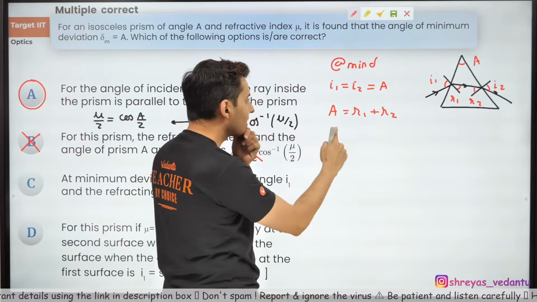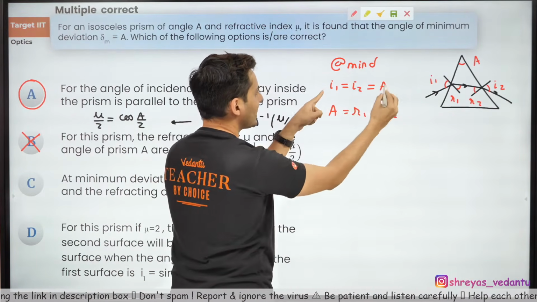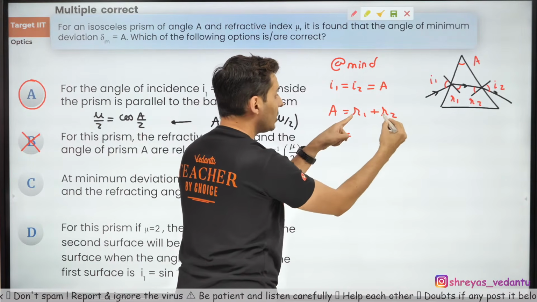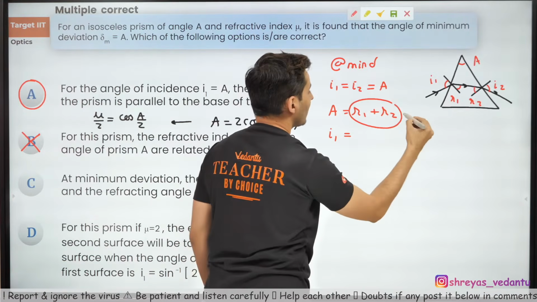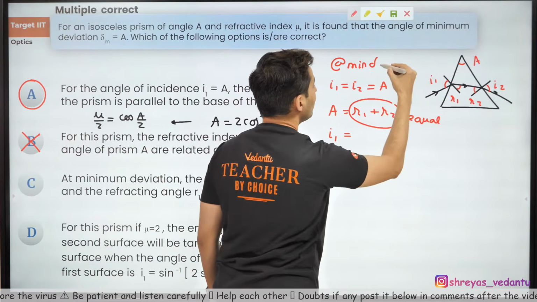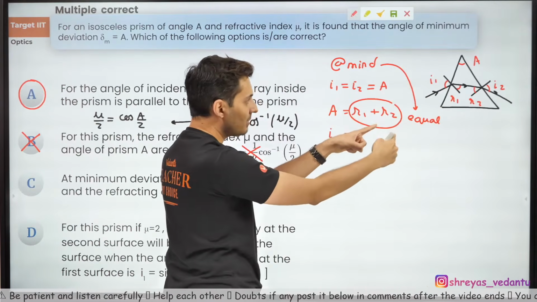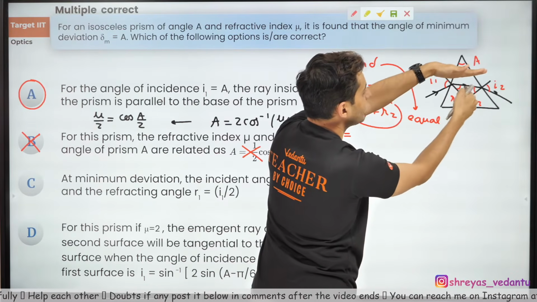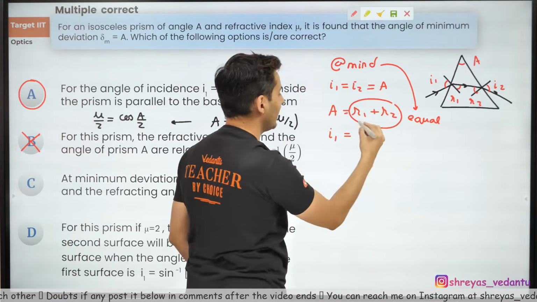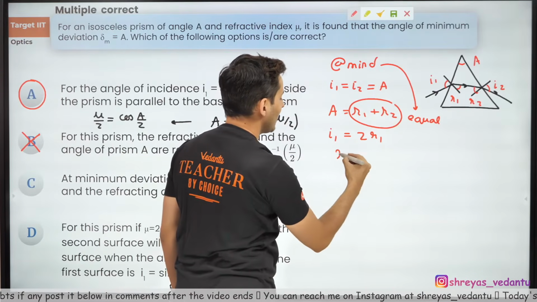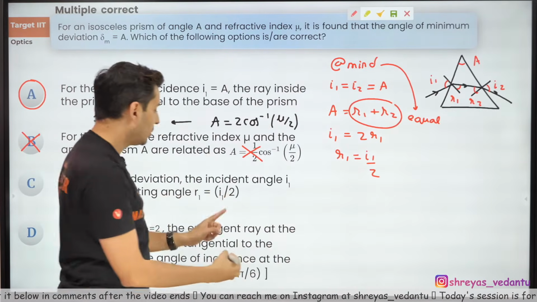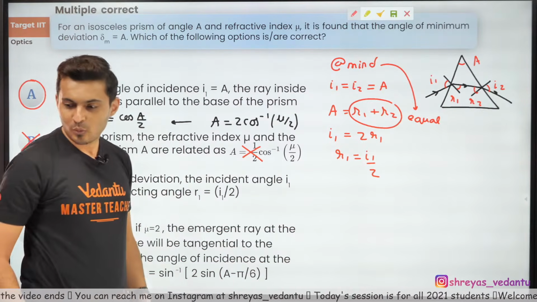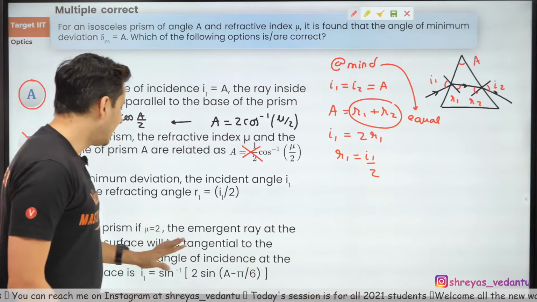Hence, I will say, because A is equal to I1, instead of A, I'll put I1, and R1 and R2, they both will be equal. Why? They are equal because of minimum deviation. So when minimum deviation happens, the internal ray is parallel to the base. Both these angles are congruent to each other. Do not forget that. So this will be 2 times R1. So therefore R1 will be equal to I1 divided by 2, which is correct. Hence this is also the correct answer. Are you guys getting it? What an interesting question. Now the last part.